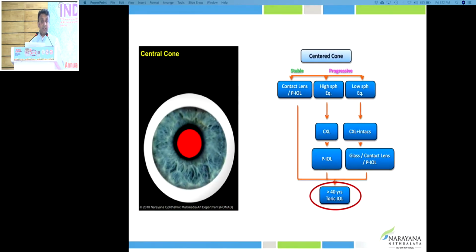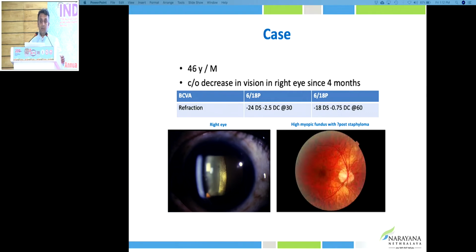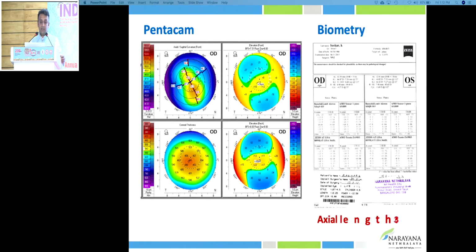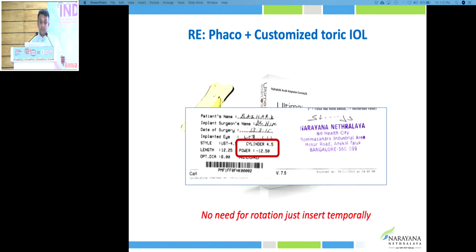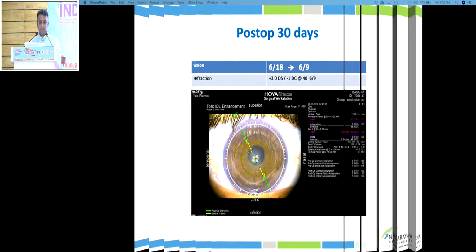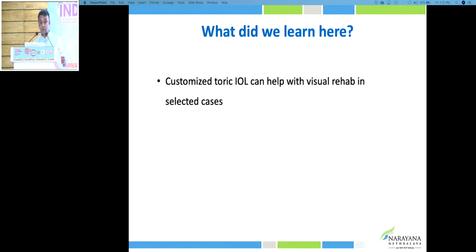If the person is of a little senior age group and you have cataract, as you can see from here, you can think of customized toric IOL also. So one such case had central cone and had axial length of 32.6, and I did a customized toric IOL, and the lens implanted was minus 12.5 spherical and 4.5 cylinder. The patient did well. So even in such advanced cases, your custom toric lens can help. So what did we learn from here? Customized toric lens can help you in visual rehabilitation in selected cases.